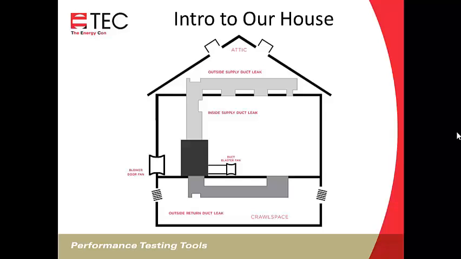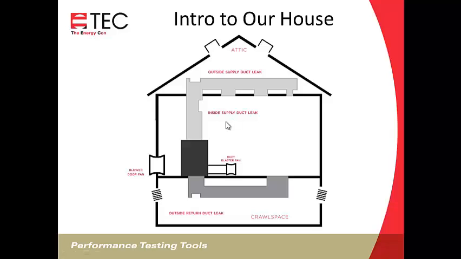We'll be using this house throughout the presentation, and as you can see, it's got an attic, a well-vented attic, and it has a crawl space, a well-vented crawl space. And we've got some supply ducts running through the attic space. And we've got our built-in outside supply duct leak here. So this is representing a leakage going into the attic.